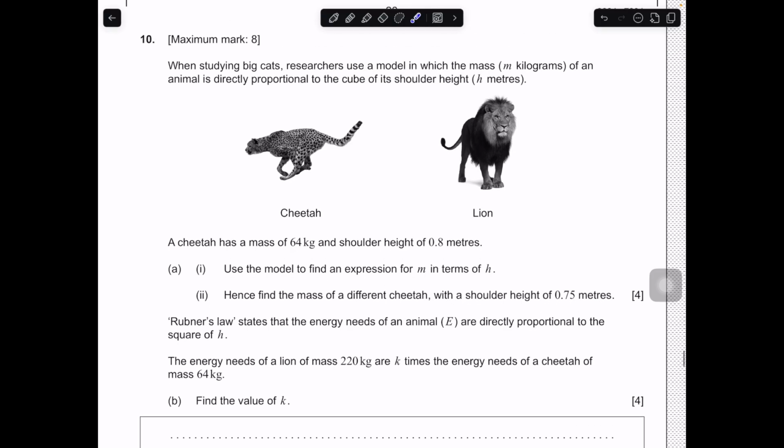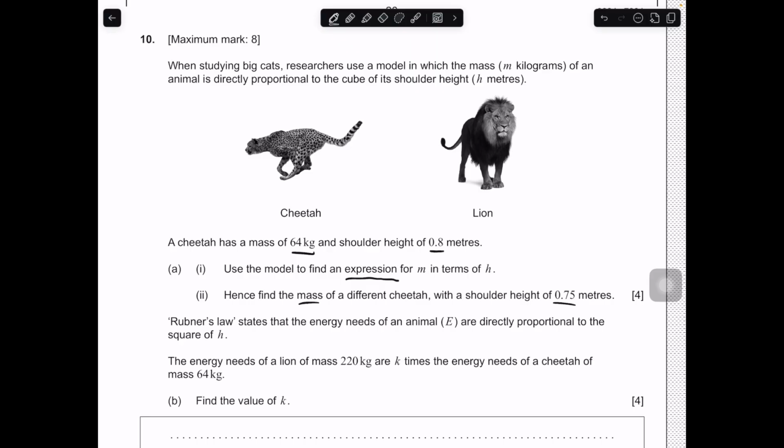All right, so we're given a mass, we're given a height, and we want to somehow relate these two together using some kind of expression, and then after that we want to use that equation to find the mass of a different cheetah given its height.